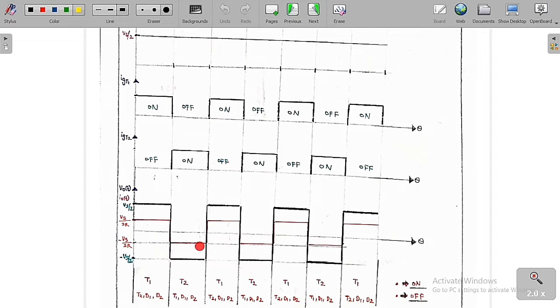You can see clearly here only T1 is on, so all the remaining switches are off. Here T2 is on, so all the remaining switches are off. The same thing is going to get repeated.